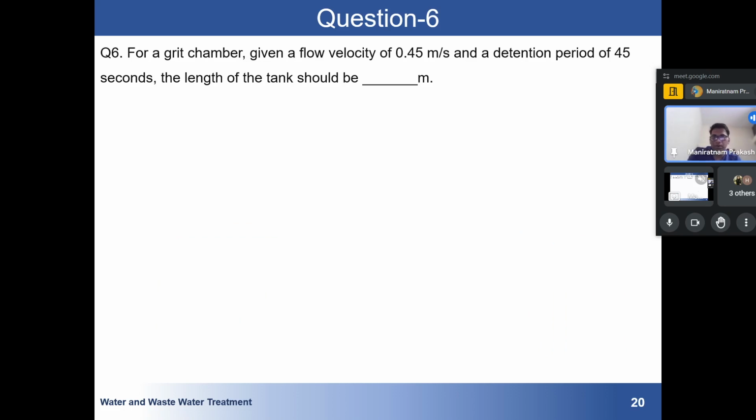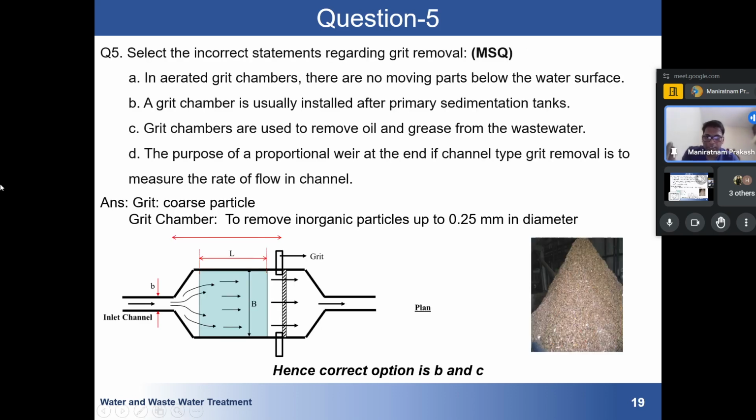For a grit chamber, the flow velocity is 0.45 meter per second and the detention period is 45 seconds. The length of the tank should be? I will request anyone interested to solve this question, please solve it. I will give you 2 minutes based on the formula which I have said earlier. This is a very simple question. Still, I am giving you a hint.